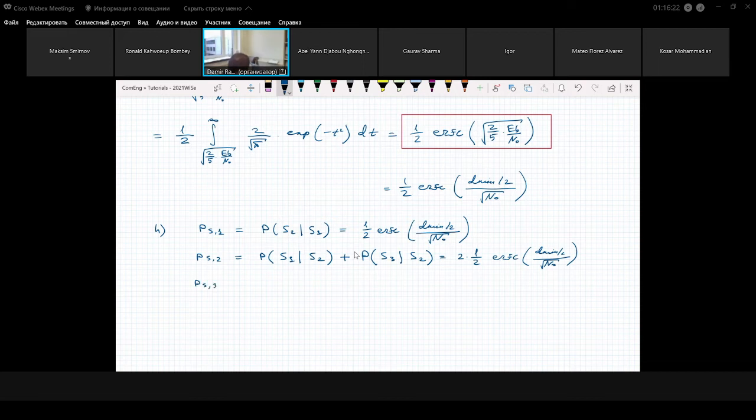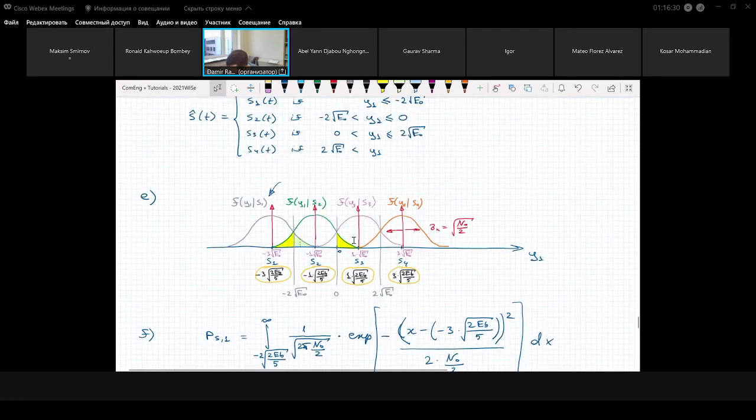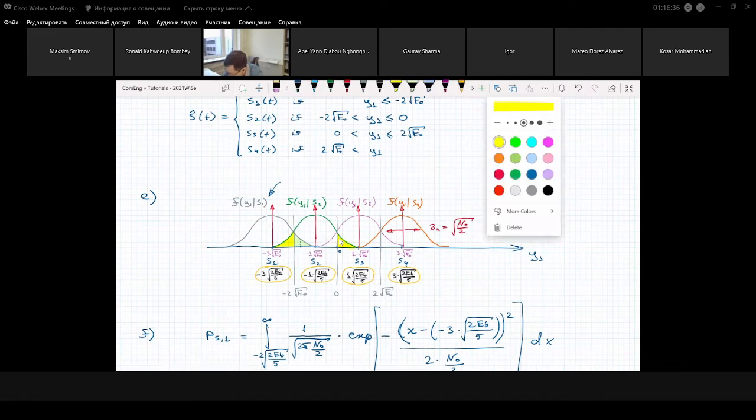And we continue. Now we consider the probability of symbol error when we transmit signal 3.